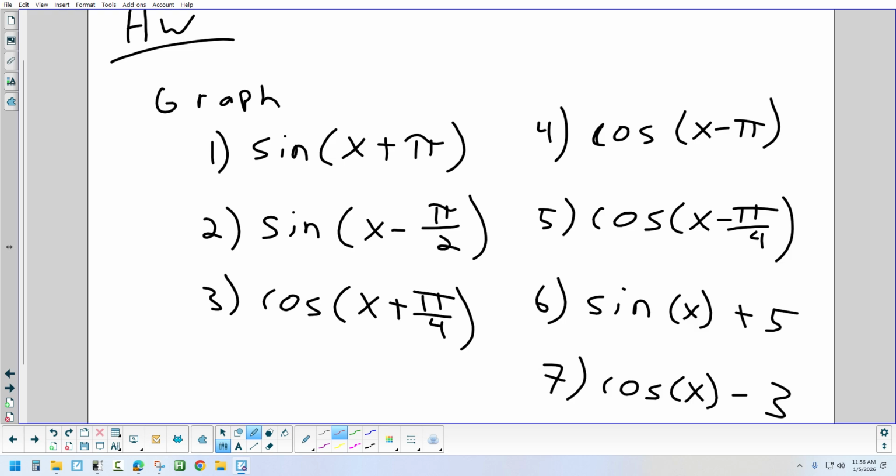Who wants? Okay, so what I said earlier, there is no worksheet for this one. You're just going to do those 7 problems. So make sure you copy those down. There is no worksheet.